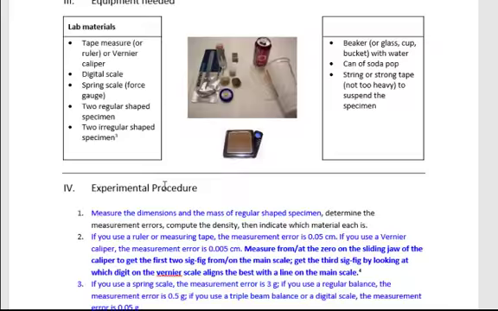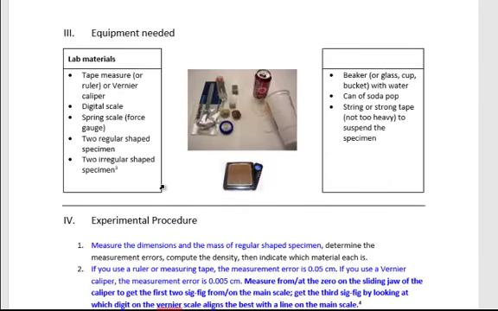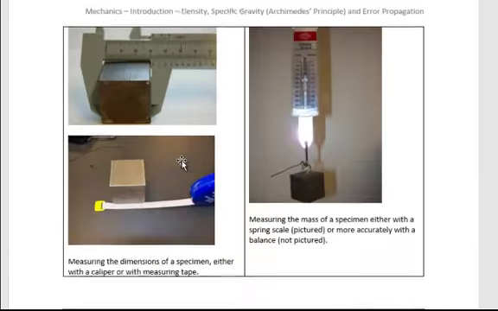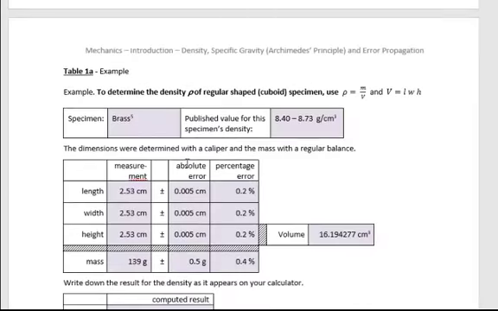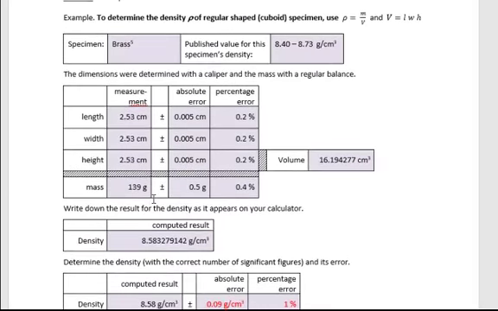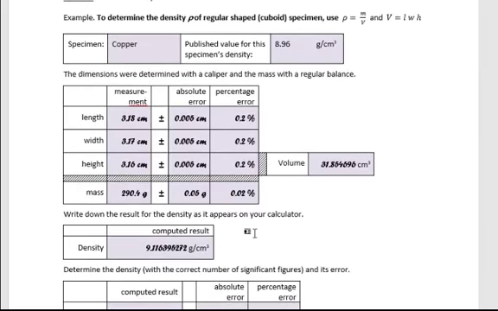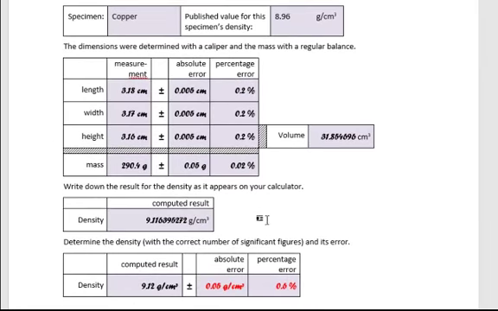Alright, and here's the equipment that I'm using. Pretty much, I'm not using the tape here, I'm just using the caliper. Alright. So here's an example. It's an old example for brass. I made another example for copper, and I will do that a little bit later. I will go through all these numbers here.